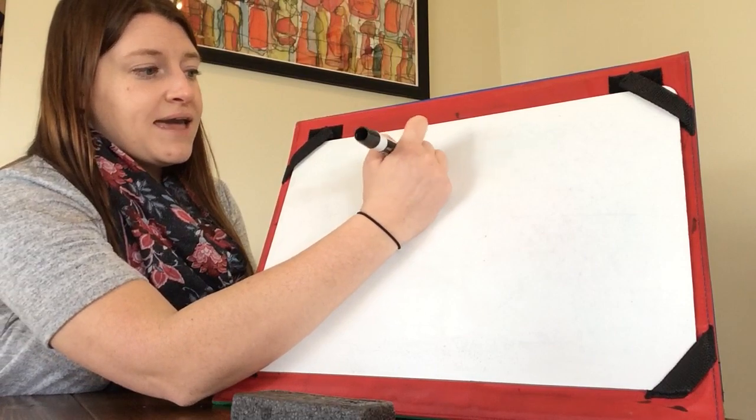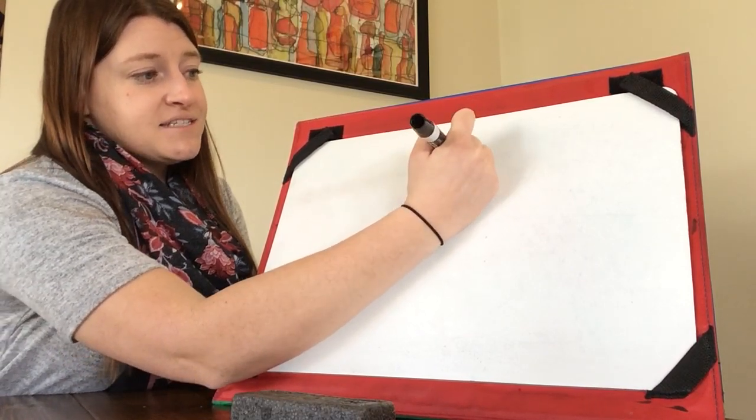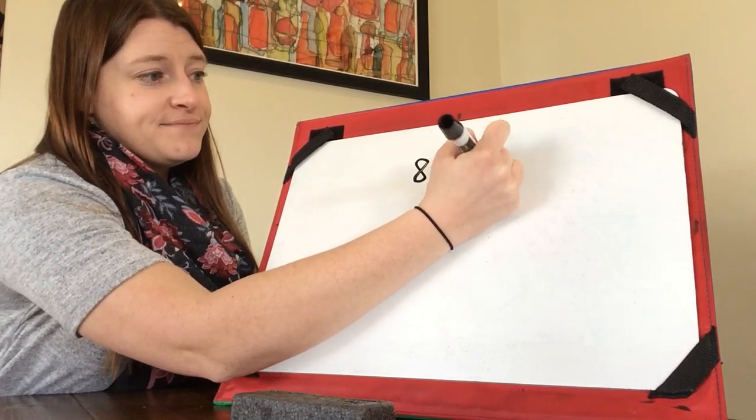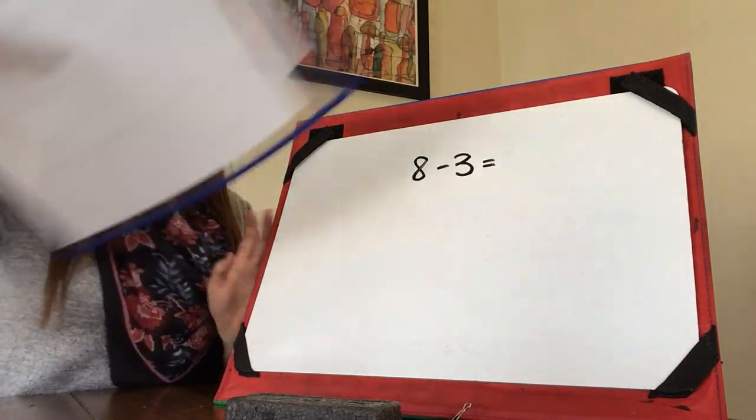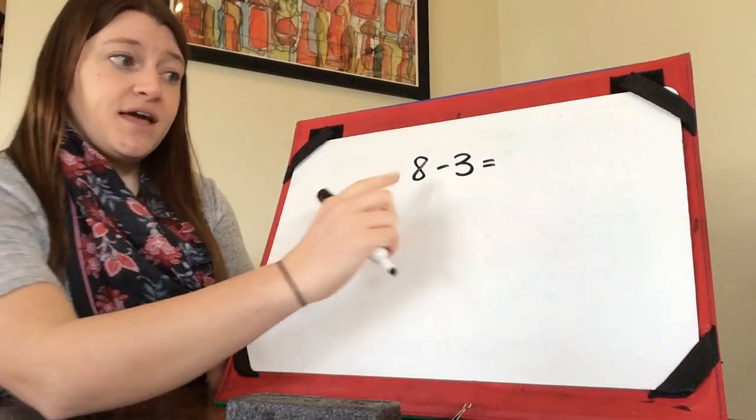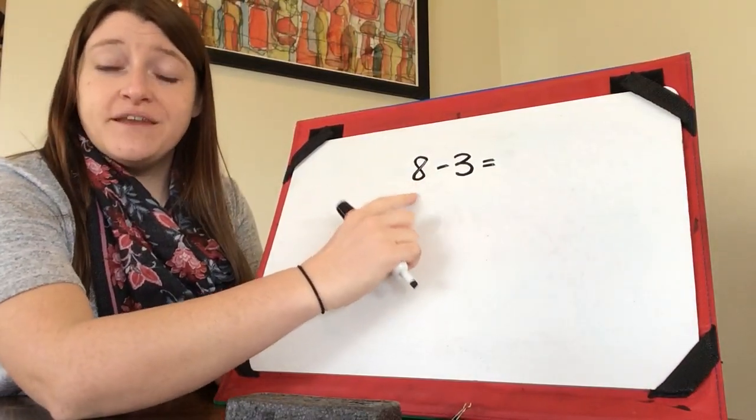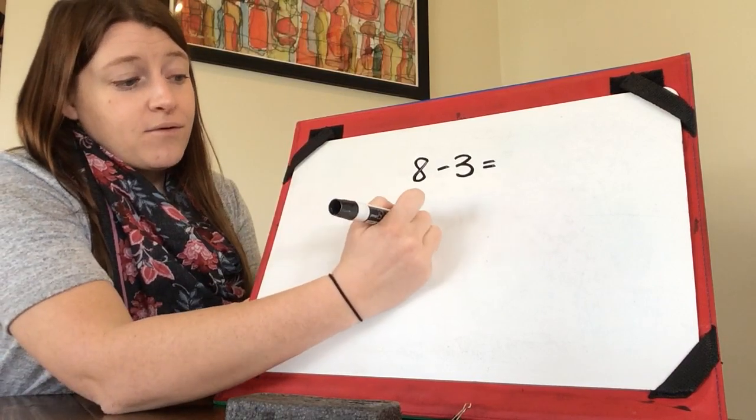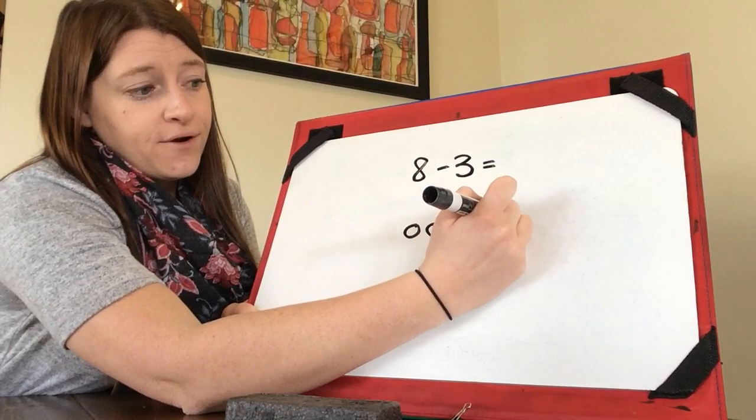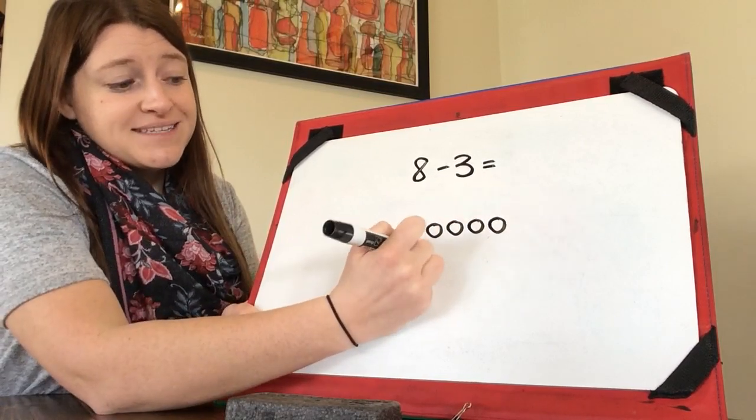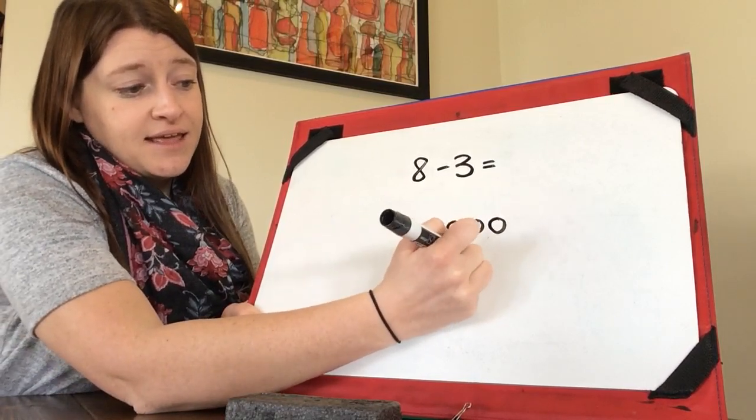Let's do 8 minus 3. So you could be doing this if you want on the back. If you have a blank piece of paper in the back there, okay? 8 minus 3. Again, the 8 is going to show me the number of dots that I need to make. 1, 2, 3, 4, 5, 6, 7, 8.